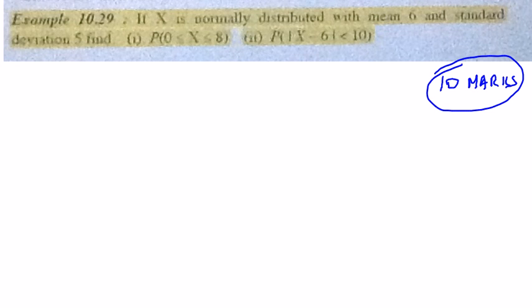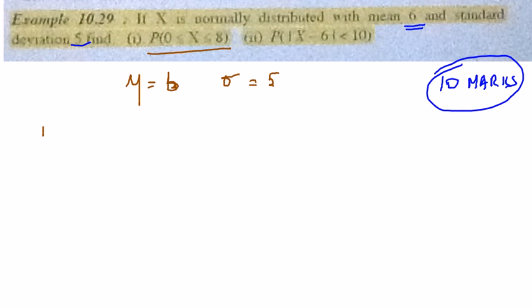So 10.29 is a 10 mark question. They say x is normally distributed and the mean is given as 6 and standard deviation is given as 5. So let's straight away note down what the mean is. Mean is equal to 6 and standard deviation is 5. Okay, now you have to find the probability.